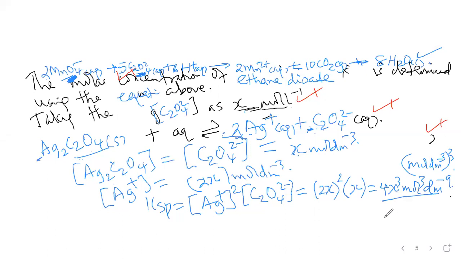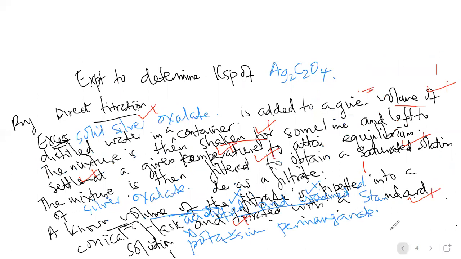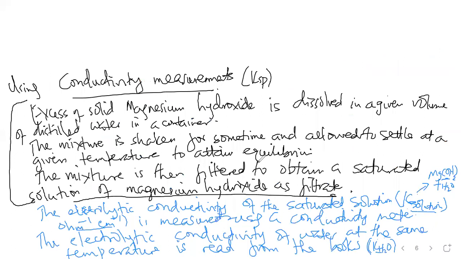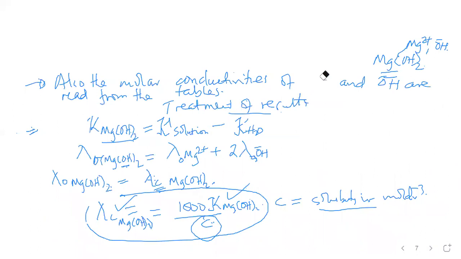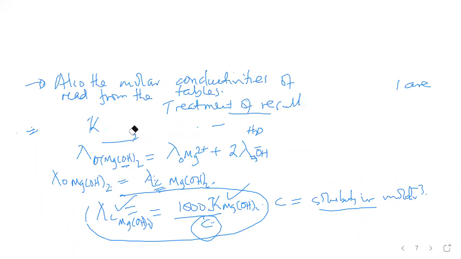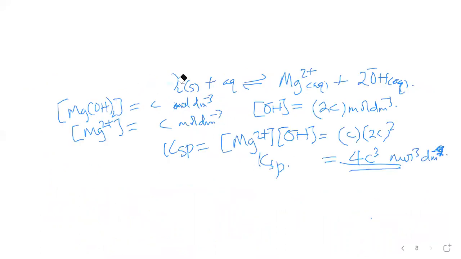This method can work for any oxalate. It can be calcium oxalate, where I will modify this to form calcium, and the expression for KSP also changes. That is by direct titration of silver oxalate. However, if I want to use conductivity measurements, I would simply modify this experiment here. This is so interesting. And then I'll get my final answer, as we are going to see.